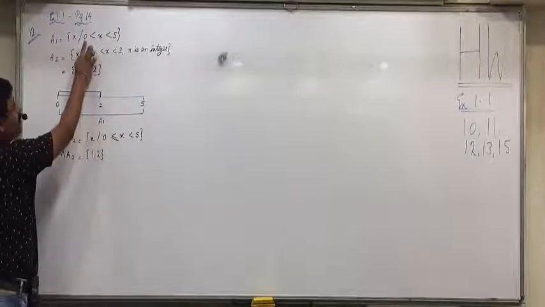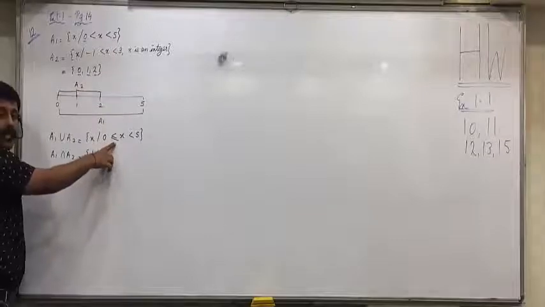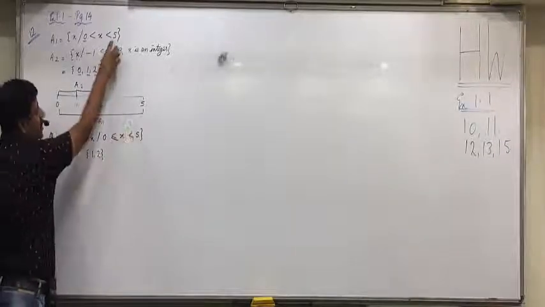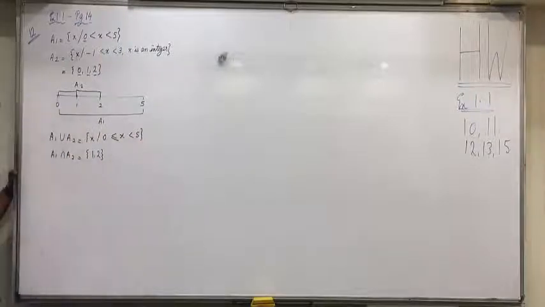0 is there in A1? No. A2? Yes, so we'll include it. So we have written equal. 5 is there in A1? No. A2? No, so we'll not include it. We have not written equal.